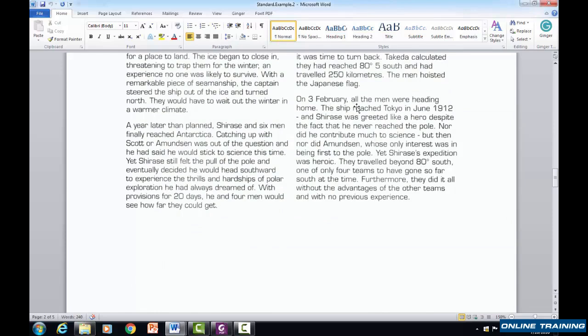On February 3rd, all the men were heading home. The ship reached Tokyo in June 1912, and Cherise was greeted like a hero, despite the fact he never reached the North Pole. His expedition was heroic. They traveled beyond 80 degrees south, only one of 4 teams that have gone so far. They did it without advantages of the other teams and no experience. So in this sentence, it's talking about the guy was greeted like a hero, even though he didn't reach the pole, and that he did it without the advantages of the other teams and without experience.